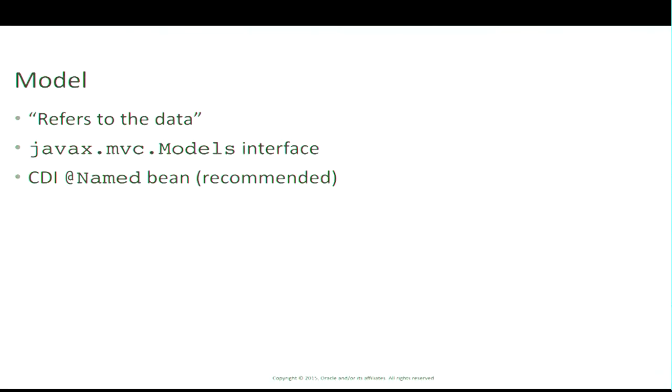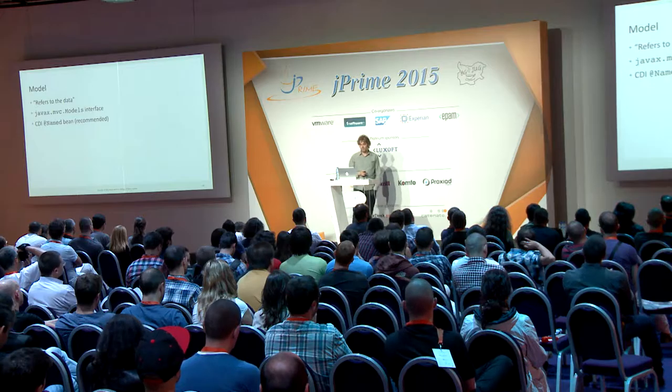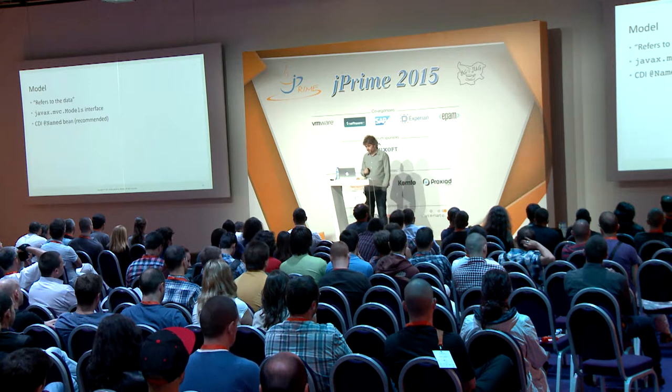So, for example, if you are using Facelets, use CDI. I mean, Facelets supports CDI, so it makes sense to use CDI. That's a lot easier. But for external solutions that do not support CDI, we have these HashMap-based models that allow you to basically plug in any Java-based templating solution.